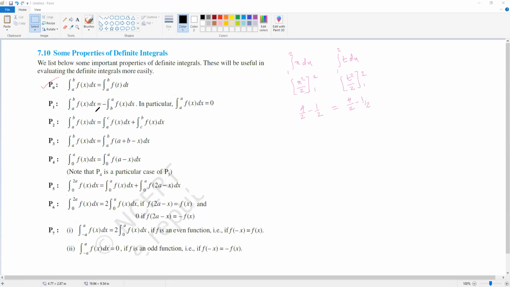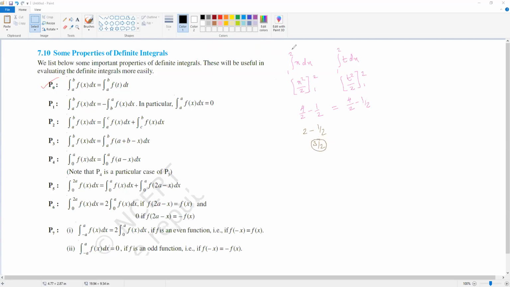Now, second property: integral a to b f of x dx is the same as minus integral b to a f of x dx. That means if you change the upper limit and lower limit, the value will become negative. So here you can see, the first one, its value is 4 by 2 minus 1 by 2. So you get 2 into 2, 4, minus 1 by 2, that is 3 by 2.